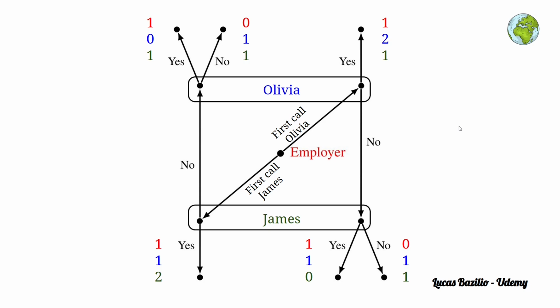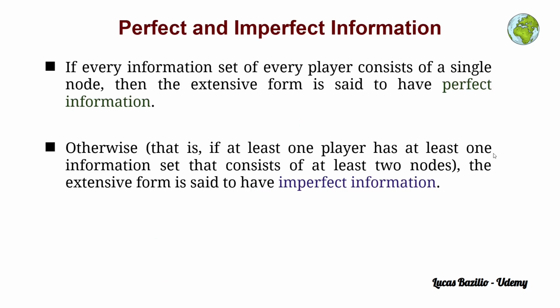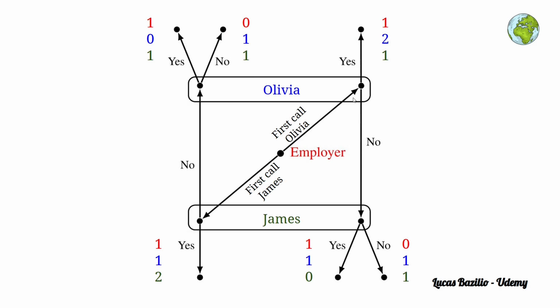Finally, it is very important to bear in mind that this is an extensive form game with imperfect information. And this is because we have at least one information set that consists of at least 2 nodes. Namely, in this game we have these 2 information sets that are enclosed within a rectangle. Let us begin with Olivia's information set. She might be receiving a call either as the employer's first choice or as a second option after James has rejected the job. However, the employer does not reveal this to her.